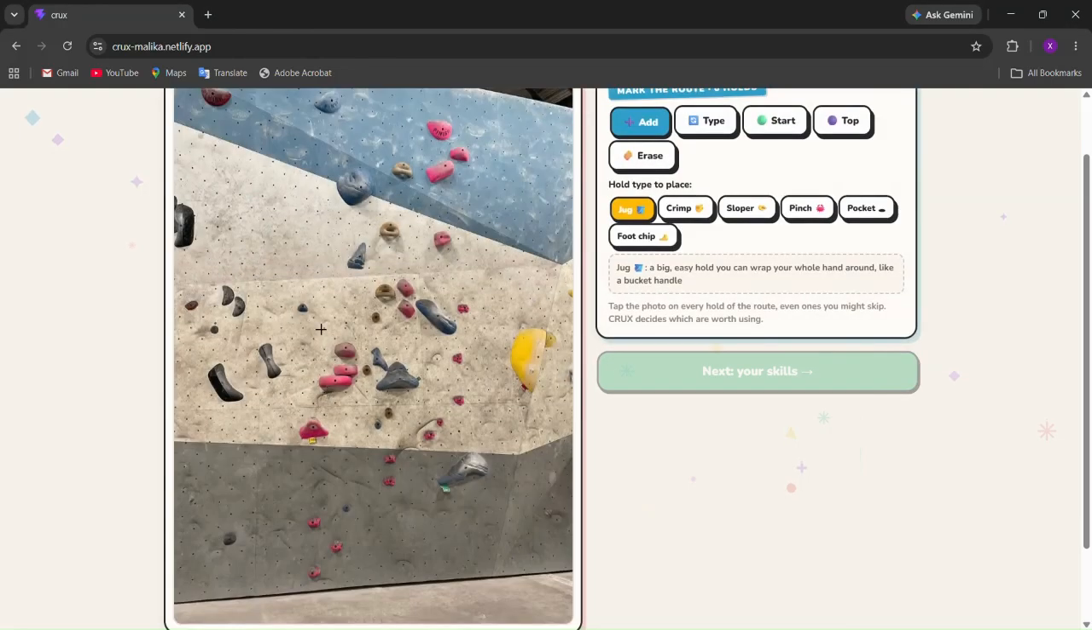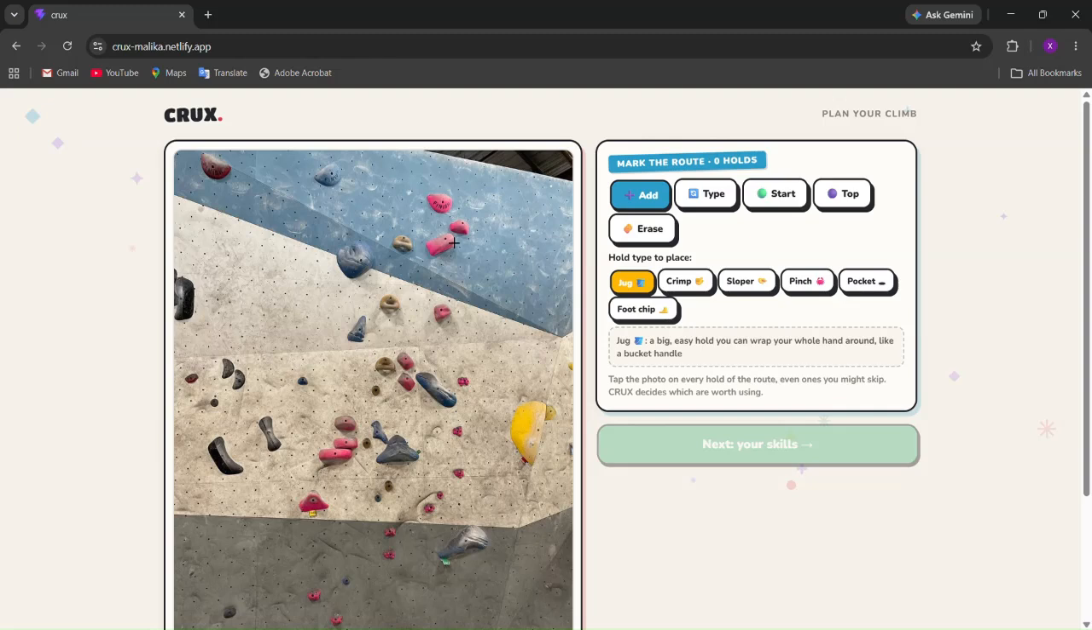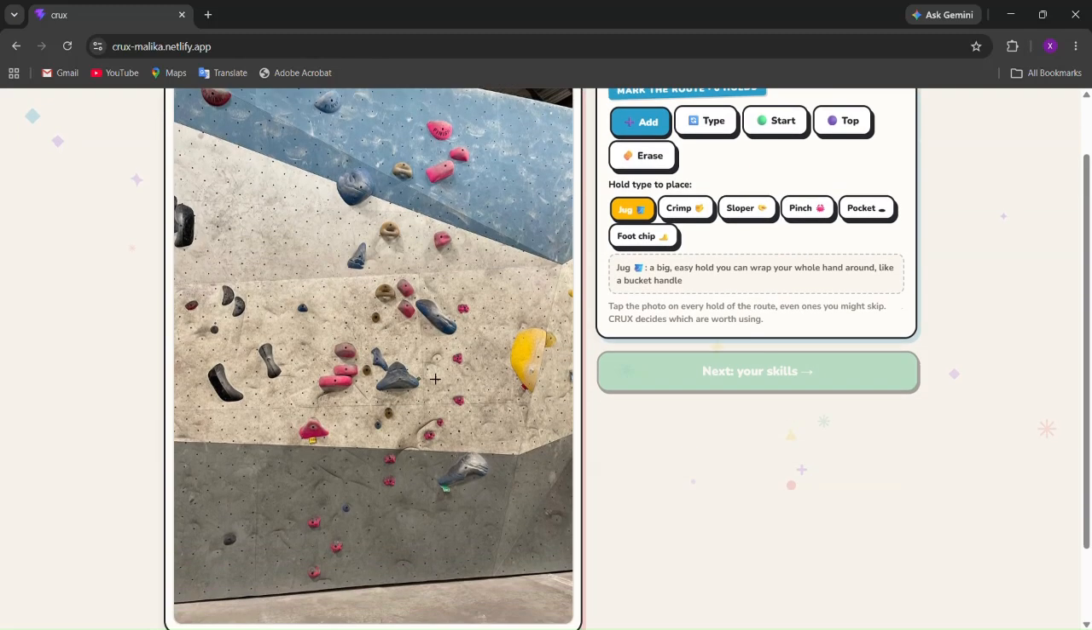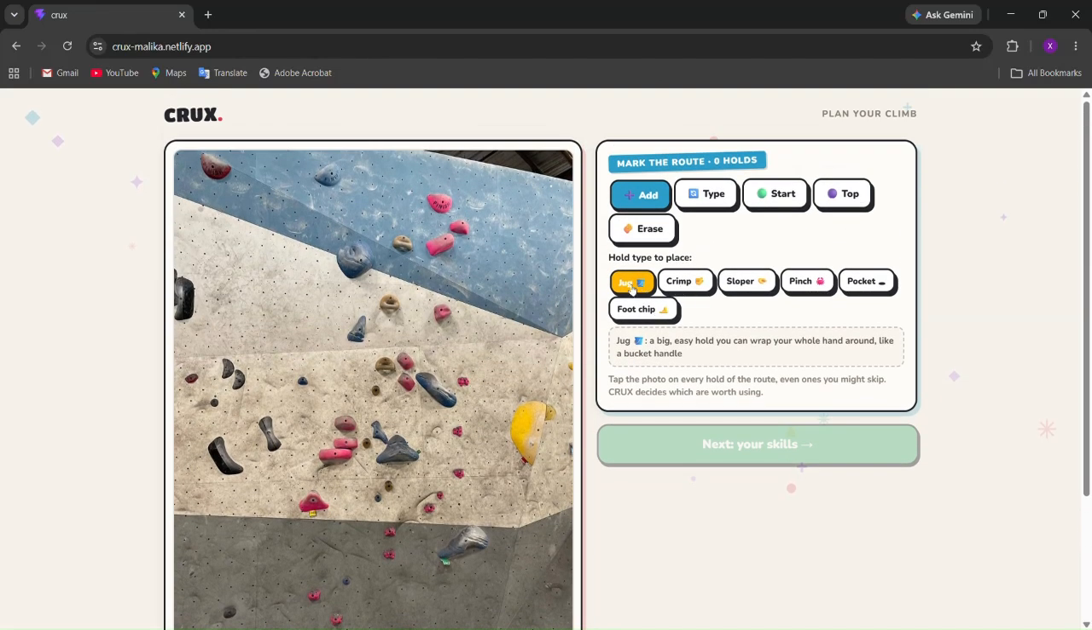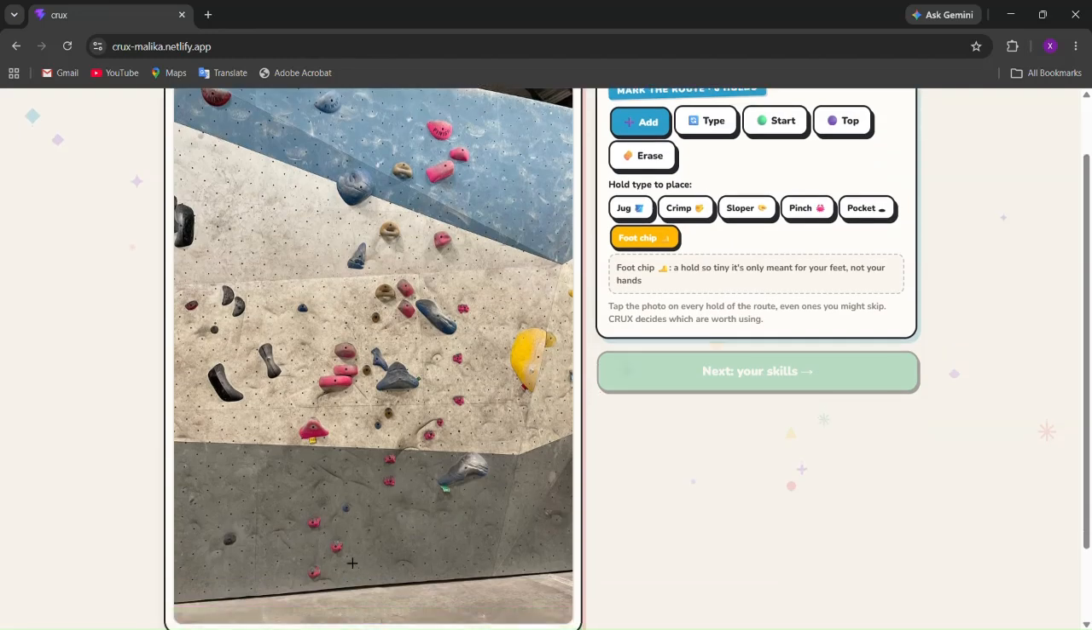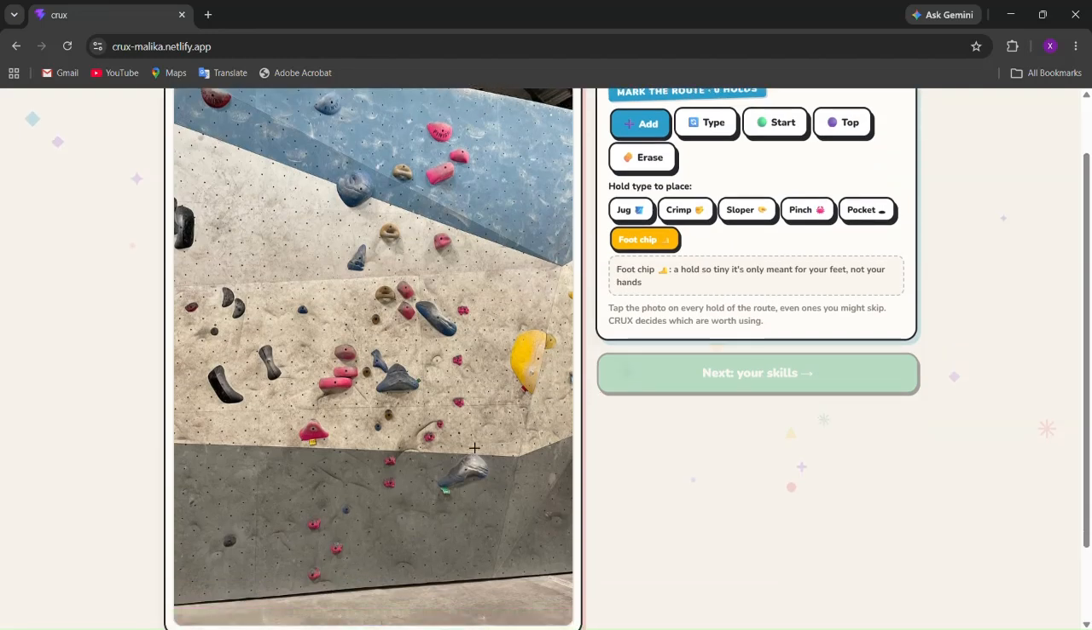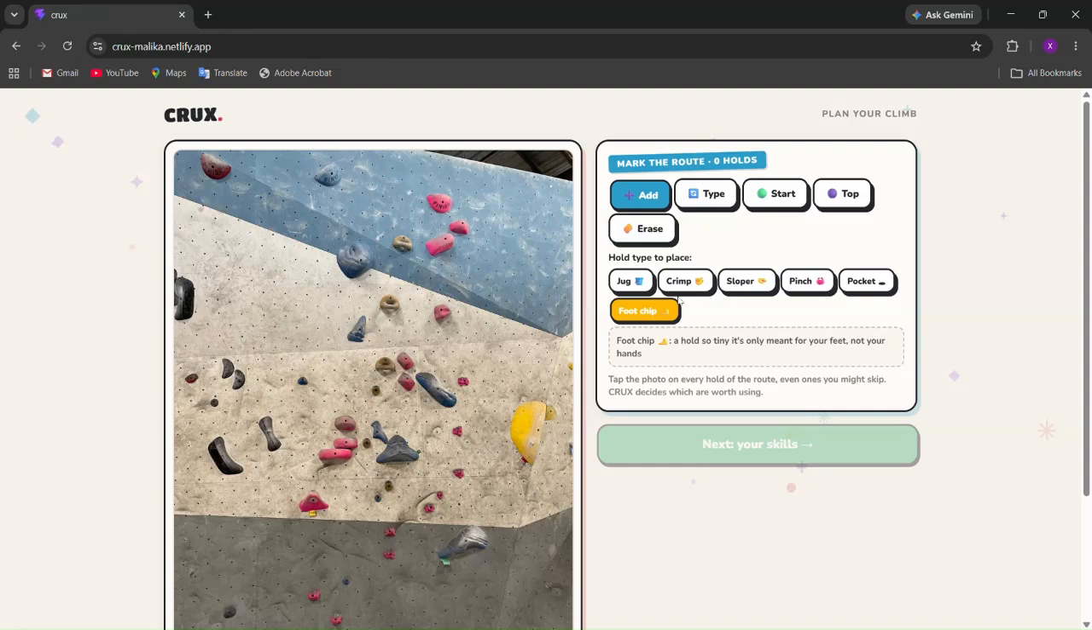As we can see, for those who don't know, when you're climbing a wall in a bouldering gym, you have to follow the same color. You can't touch the holds that have a different color. Here there are different types of holds. There's a jug, which is, for example, this type of hold or this type of hold. A foot chip, for example, these small holds where you have to put your foot on them. There's a definition here for all the different types in case you need time to understand them.